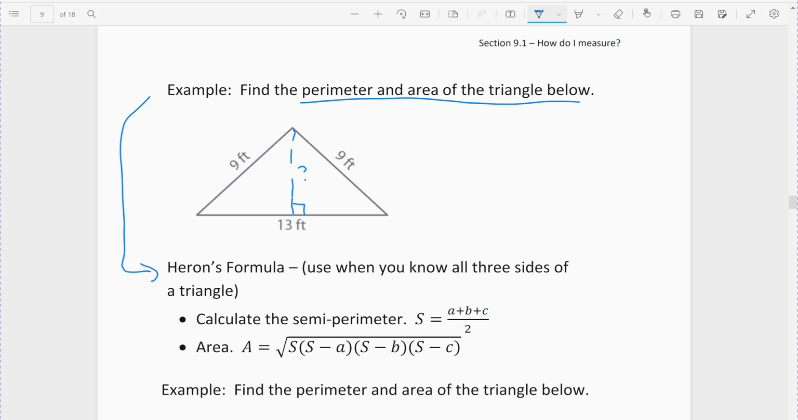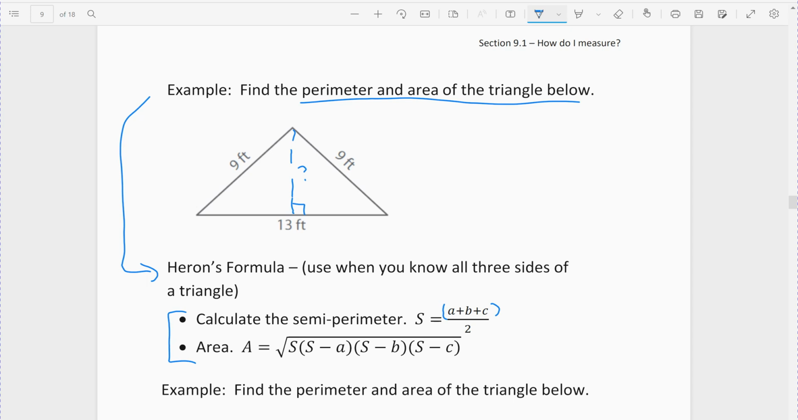Perimeter is just, you add up all the sides and you've got the perimeter. Area is a little more complex. So what we have to do for Heron's formula, when you know all three sides of a triangle, you don't know the height, so we can't use one-half base times height, and it's not a right triangle. Again, because a right triangle would have a height. What you have to do is find the semi-perimeter, and then use this formula. So we're going to do it with this first example.